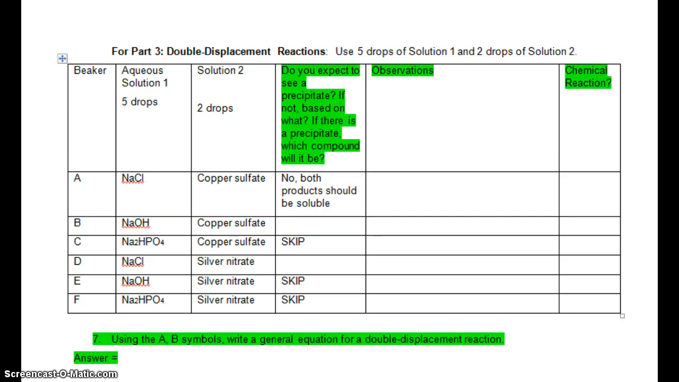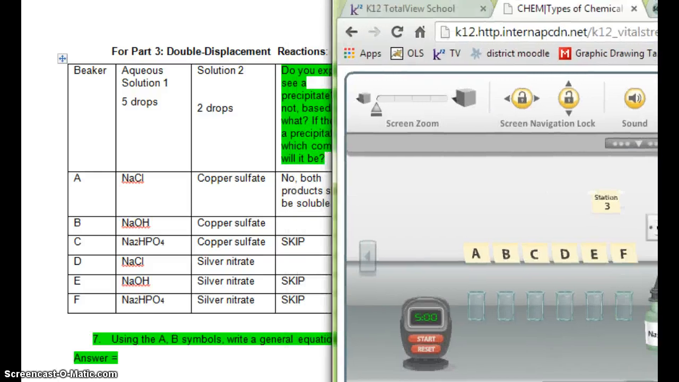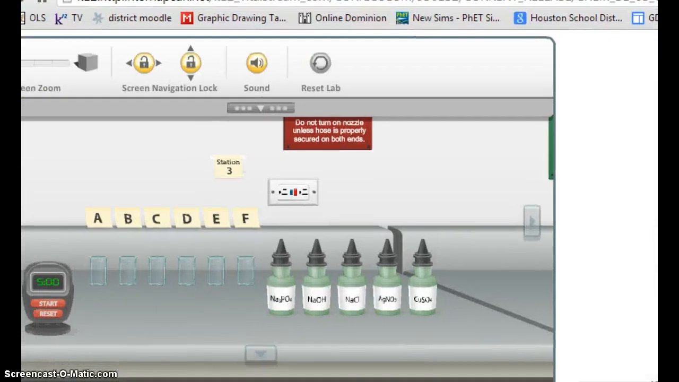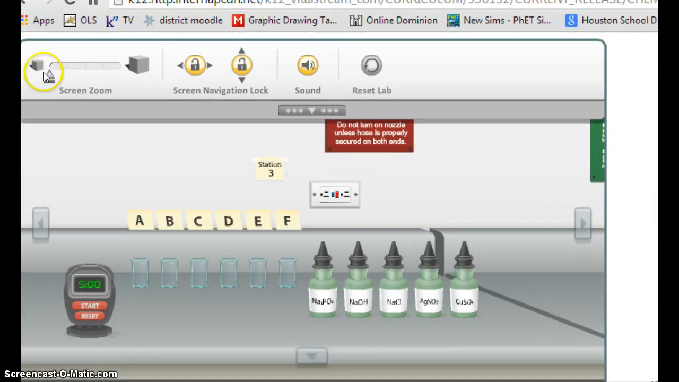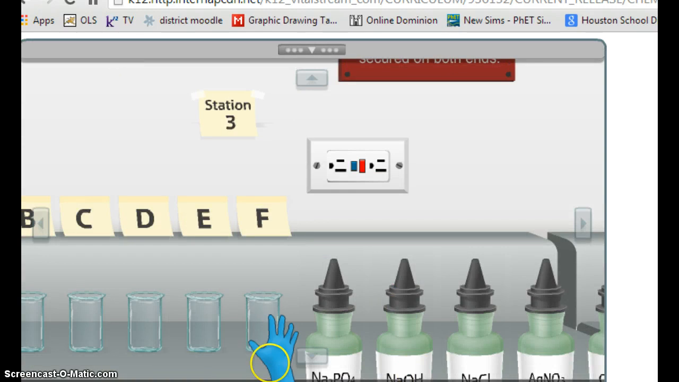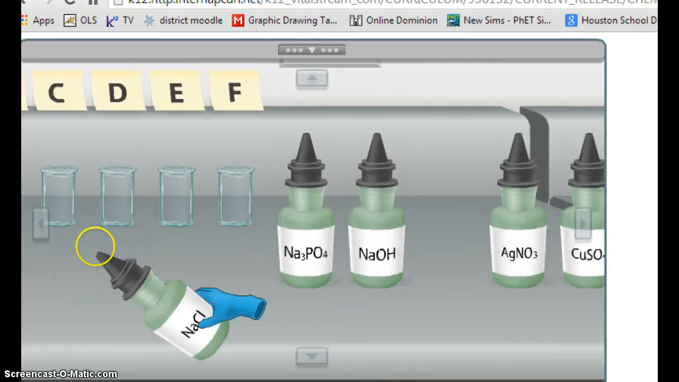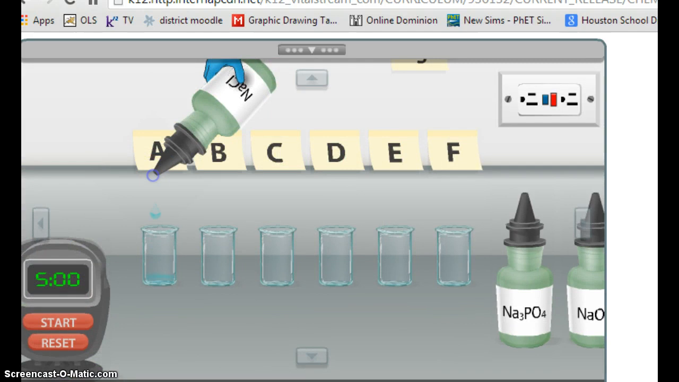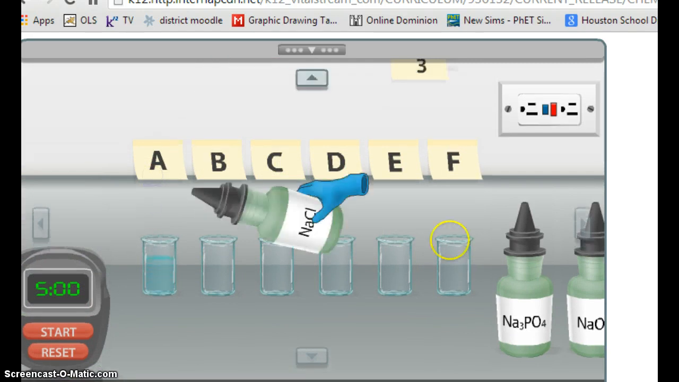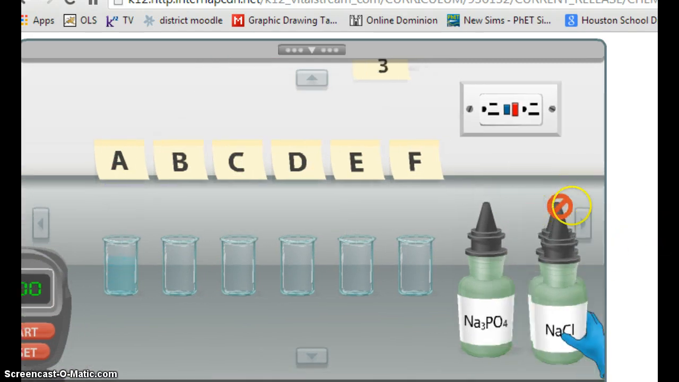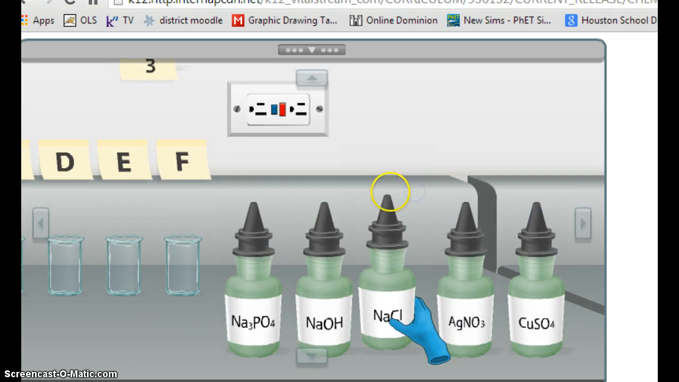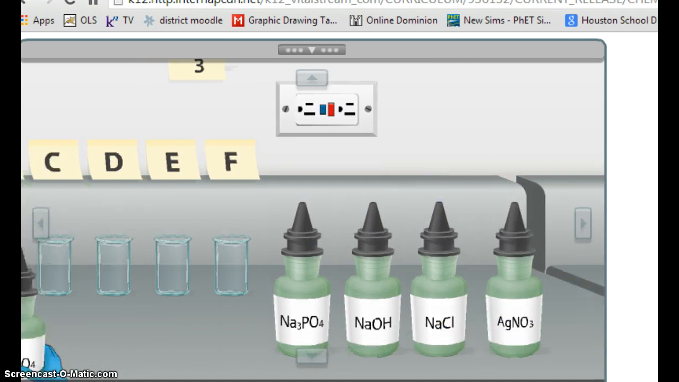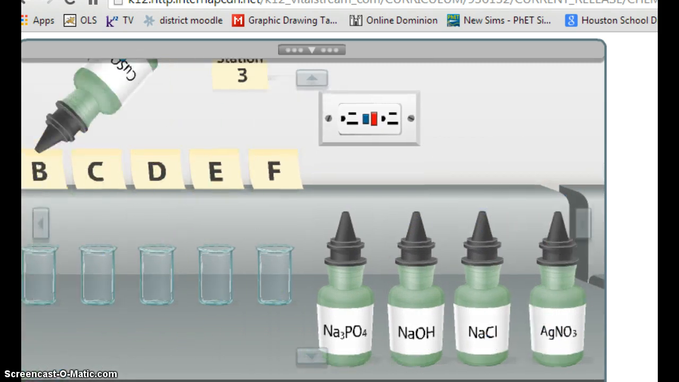So let's go ahead and let's do that. We need copper sulfate and table salt. All right, so I need table salt. Come here. 10 of that, so that was my sodium chloride. And then we need some copper sulfate. Come here.